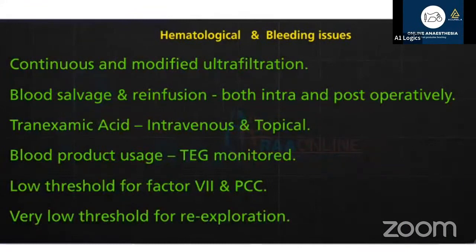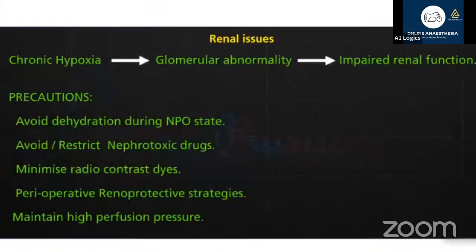So, how are we going to tackle the hematological and bleeding issues? Modified and continuous ultrafiltration will help in controlling the bleeding and reduction of inflammatory mediators. Your blood salvage and reinfusion. Use of antifibrinolytics will help to reduce the blood loss, and you have to monitor the TEG to know the correct blood product usage, and you should have a low threshold for factor 7 and PCC if the bleeding is uncontrollable, and you should have a very low threshold for re-exploration.